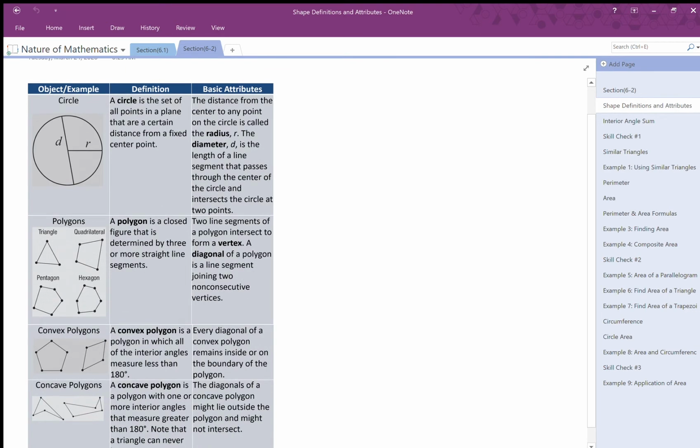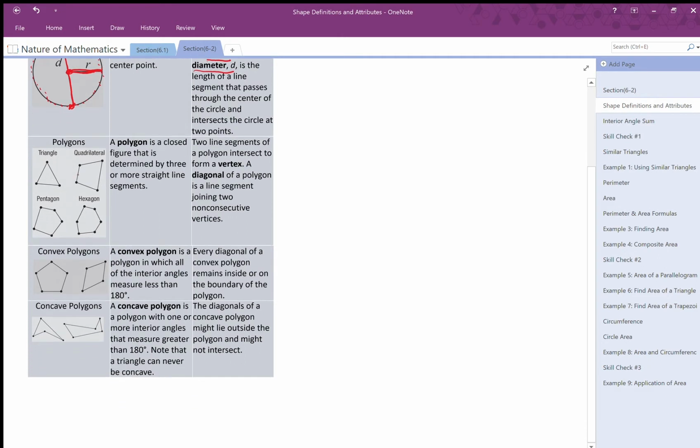We see that a circle is defined as the set of all points in a plane that are a certain distance from a fixed center point. So if this is our fixed center point, then the circle itself is a collection of points that are equidistant from that fixed center point. The segment that goes from the center to the circle is called a radius, and a segment whose endpoints are on the circle and passes through the center is called a diameter.